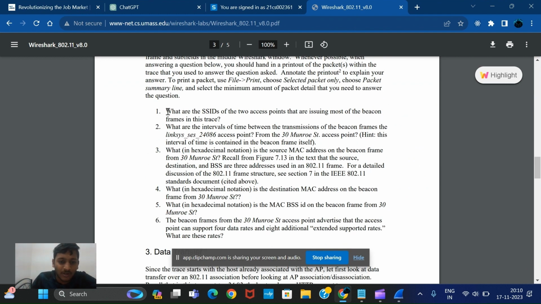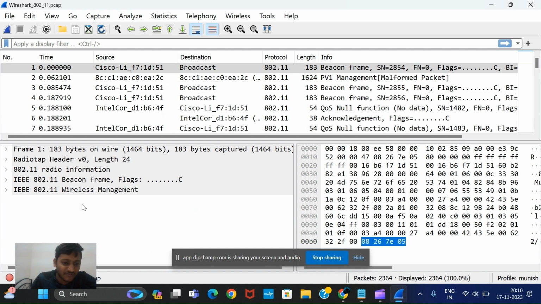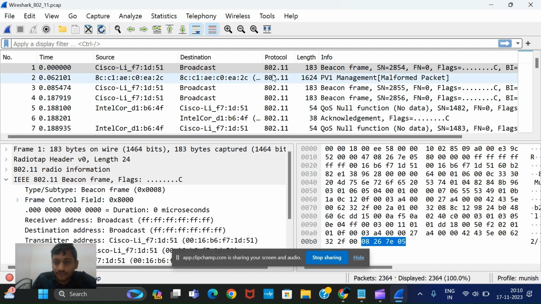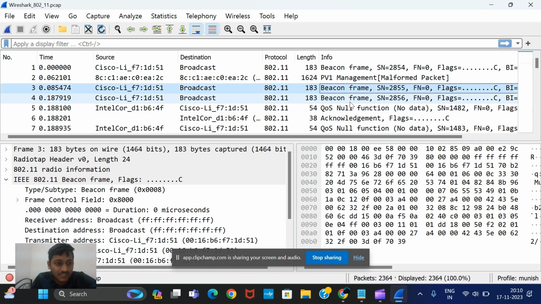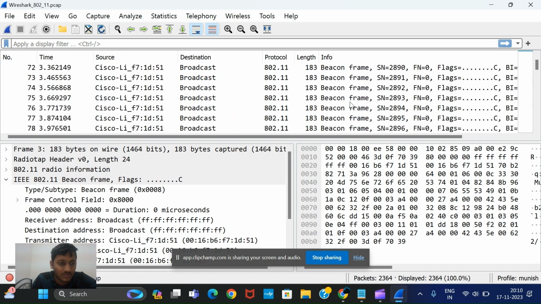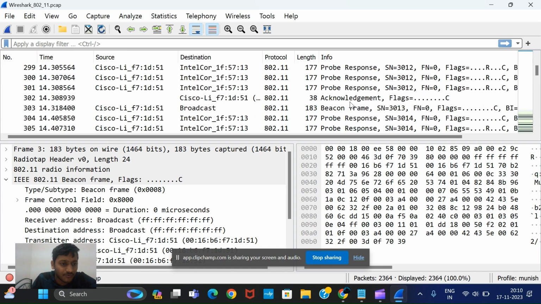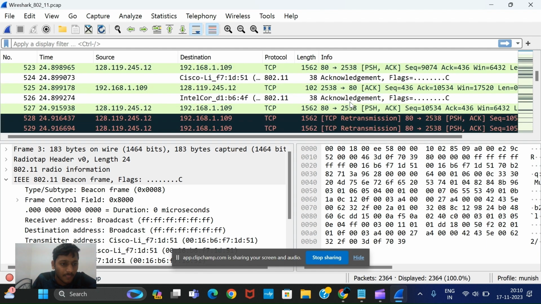Here they ask: what are the SSIDs of the two access points that are issuing most of the beacon frames in this trace? Here just select the first beacon frames. Before that we need the SN. As you see here, SSN, SN 284, SN 285. We just need the first two. So filter until you get them.